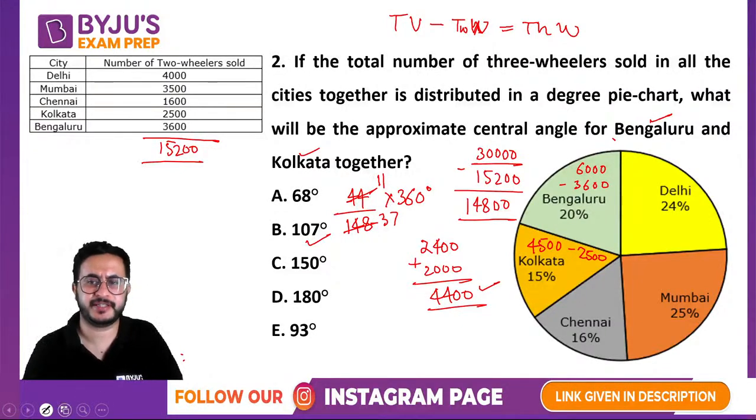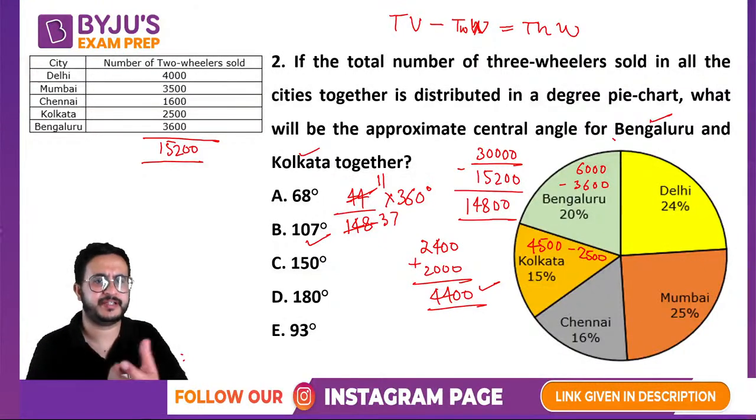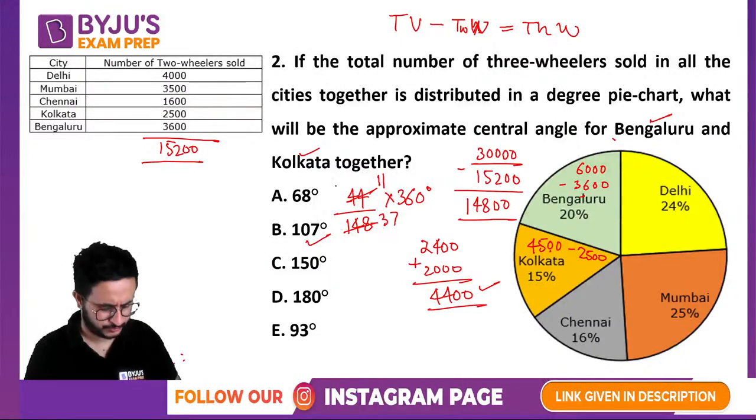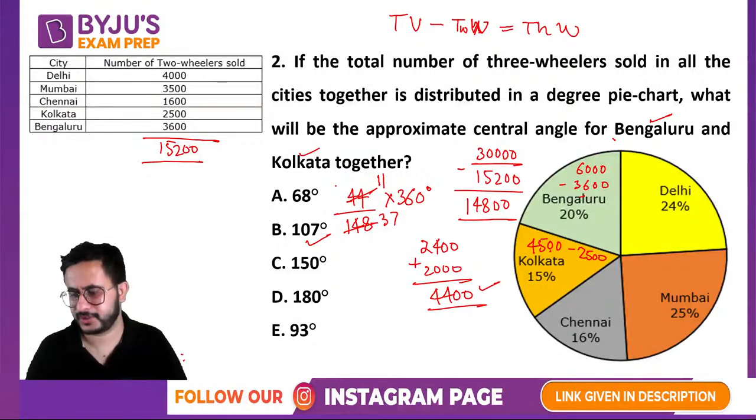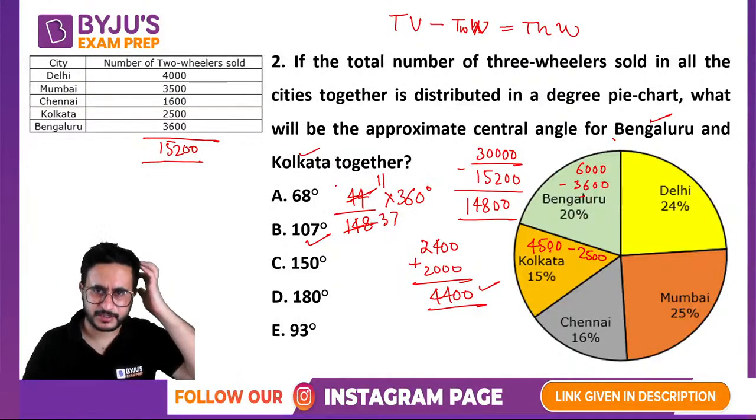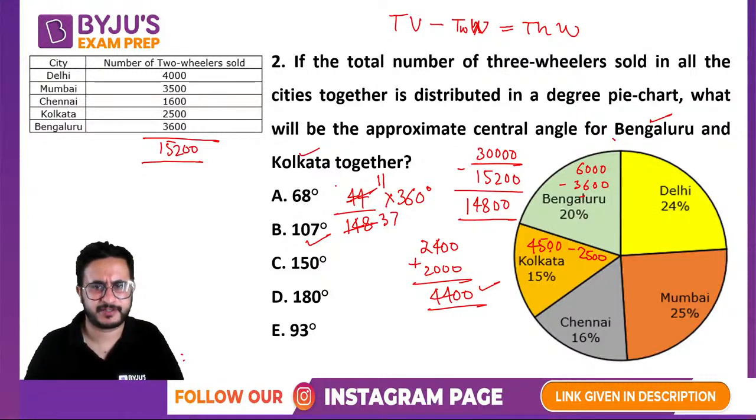Otherwise, if you calculate this way, it will take a long time because you will have to calculate the number of two-wheelers for 5 places and add that. So we can directly calculate the total three-wheelers using this table, and this total we know is 30,000. So 14,800 is the number of three-wheelers, and we calculated for these two because we had to add for these two. So check, you should be able to get close to this. You can use a calculator to find out the value, that would be close to 107.